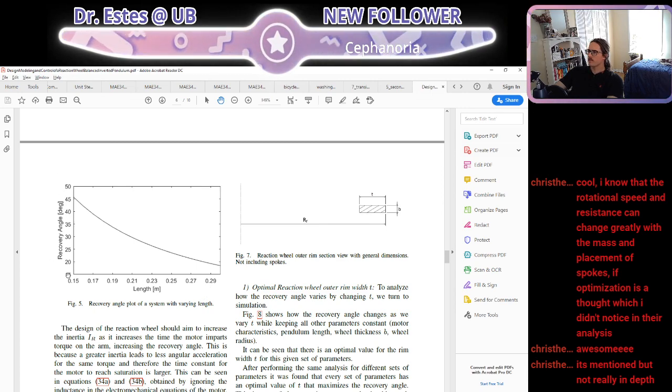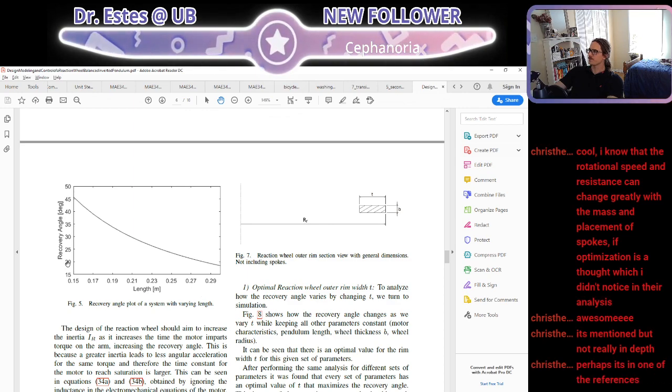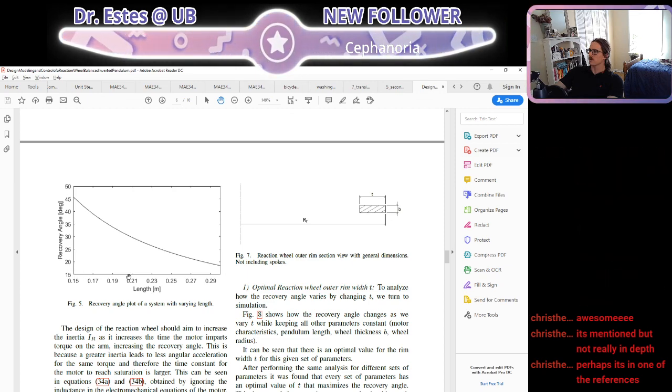Yeah, like this graph is kind of cool. They're saying depending on how long the pendulum arm is, you can tip the pendulum over further. Like, I guess, so if it's a shorter arm, like 0.15 meters, you can tip it over 45 degrees and it'll be able to correct itself. But if you make it longer, you can only go like 20 degrees.